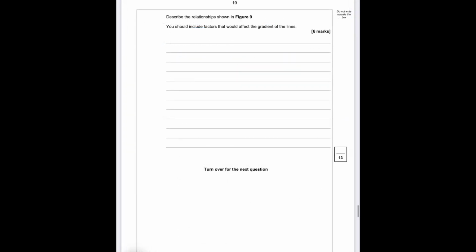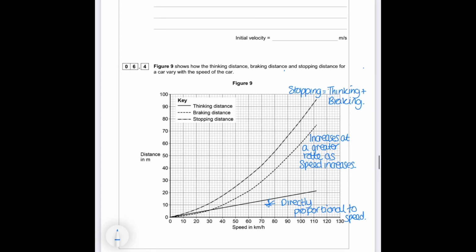Now for this next question, we've got to describe the relationship shown in figure 9, which is the graph of thinking distance, braking distance and stopping distance. And we've got to include factors which would affect the gradient of the lines. Okay, so if we look at our graph, first of all, we'll take one at a time and see what it is that affects these different parts.